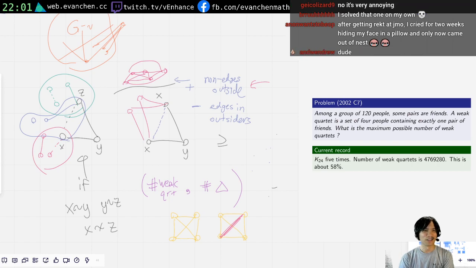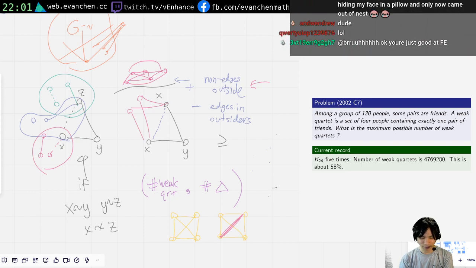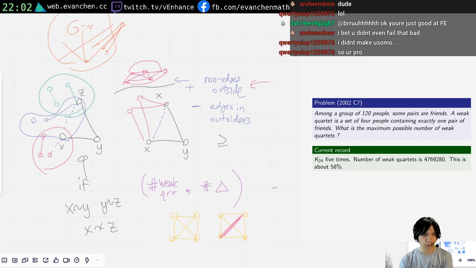Wait, okay, so guys, help me out here. What am I doing wrong? I didn't actually use the vertex Y, and I wrote down what I thought was a proof that I could clone one of x and z without decreasing the number of weak quartets, which is definitely not true, because in our equality case with 5k24s, that doesn't actually work out.